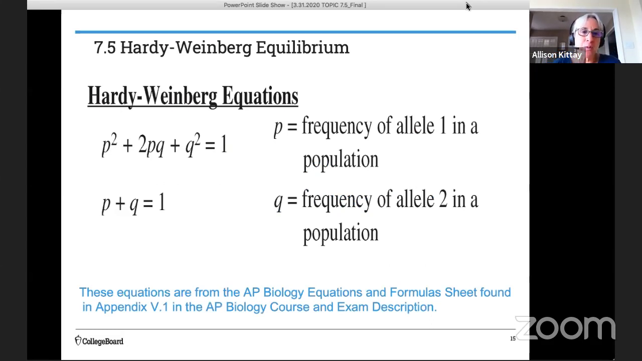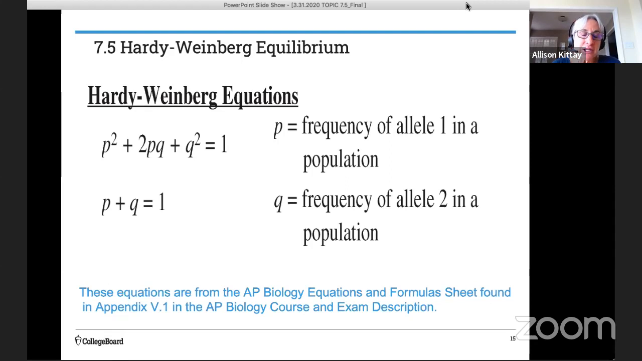We're going to take a look at the Hardy-Weinberg equations. And these equations are from the AP Biology equations and formula sheet found in Appendix 5.1 in the AP Biology course and exam description. This is also available to you on exam day. So there are 2 equations that I'd like you to get familiar with. We're going to practice with these in the next several slides.